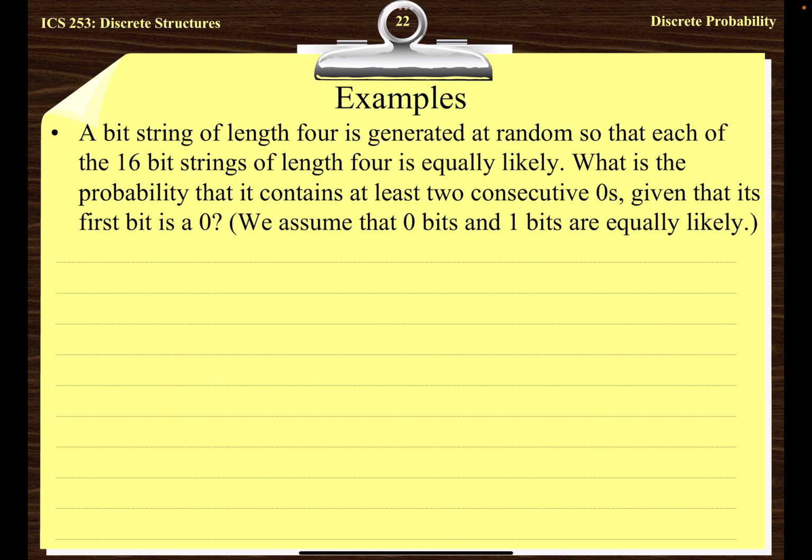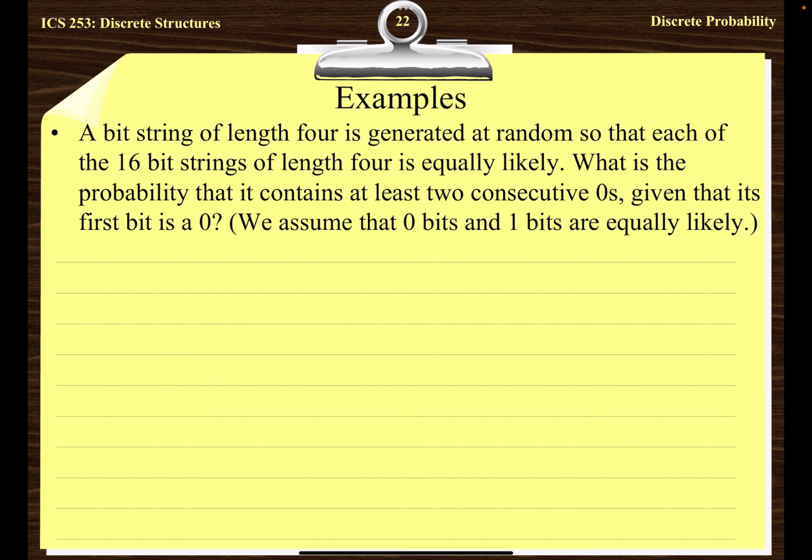So let's take some examples. A bit string of length 4 is generated at random so that each of the 16 bit strings of length 4 is equally likely. The question is, what is the probability that it contains at least 2 consecutive zeros given that its first bit is a 0?